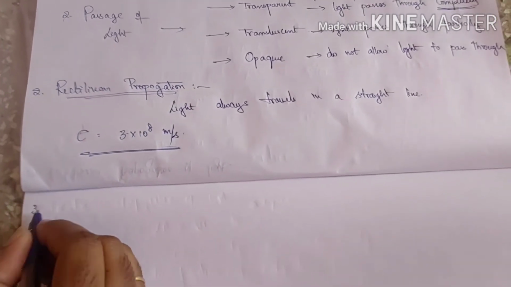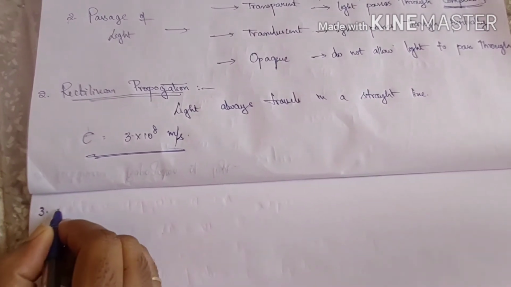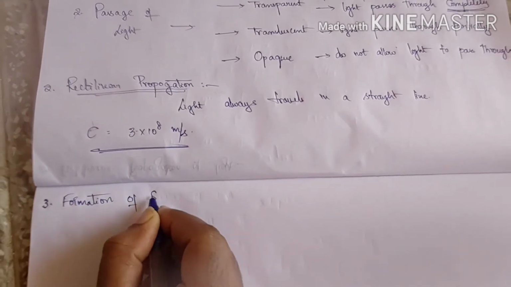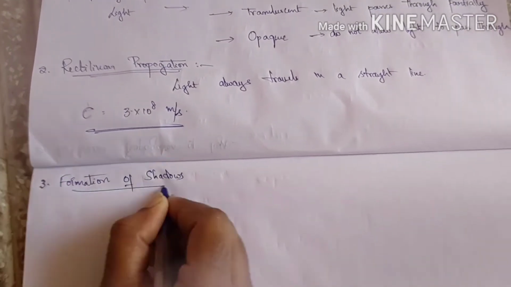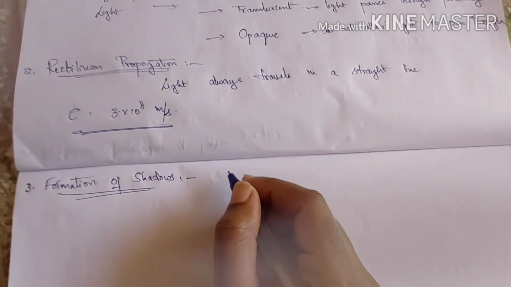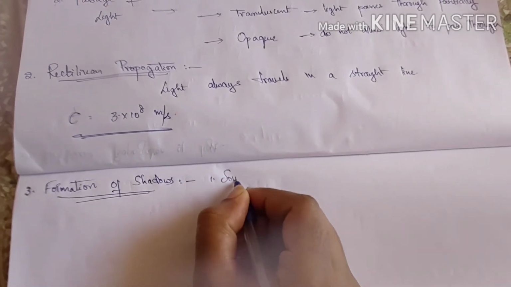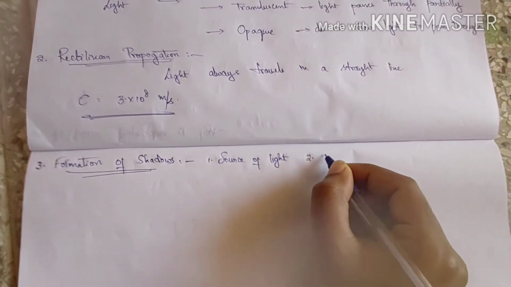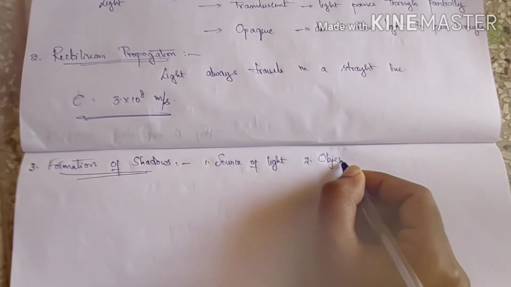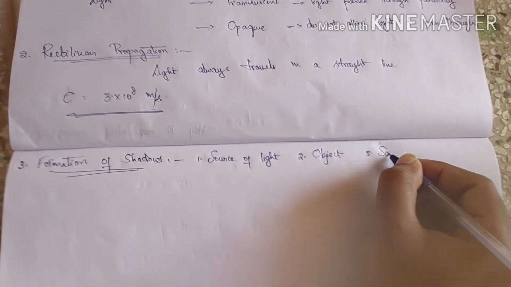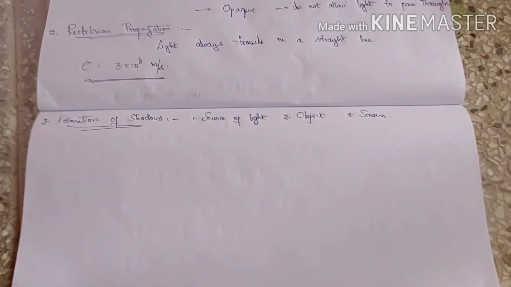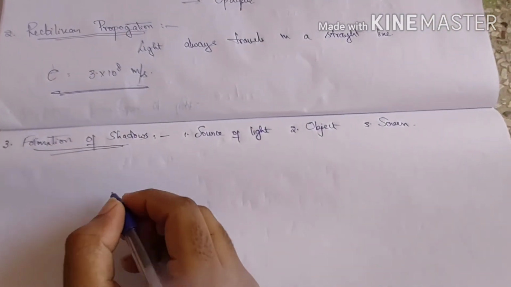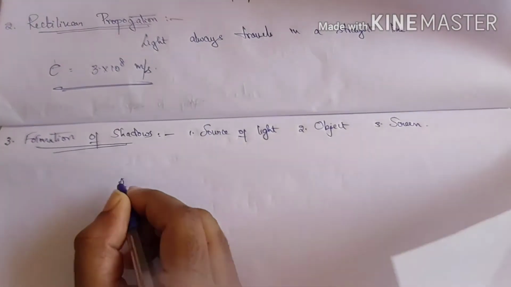And with this we have the formation of shadows. For a shadow to form, we need three things. First one is the source of light, second one is an object, better we take an opaque object, and third one is a screen. So for the formation of shadows, we need three things: source of light, object, and screen. So when there is a source of light, let's take a candle here, glowing.